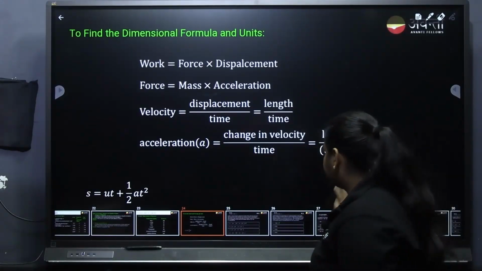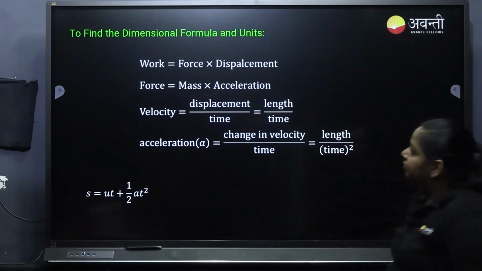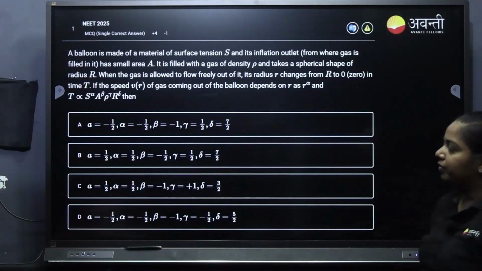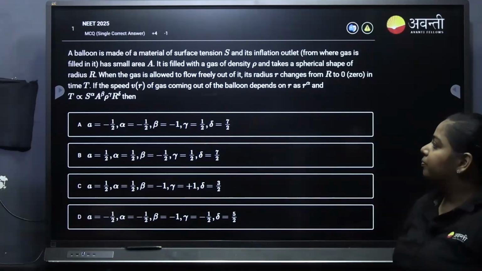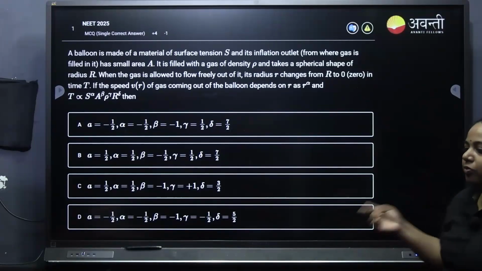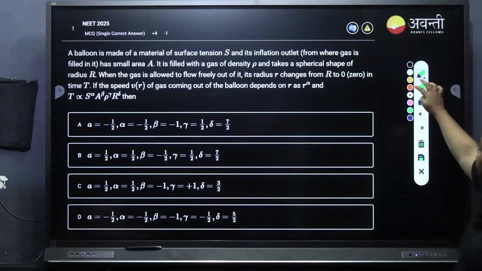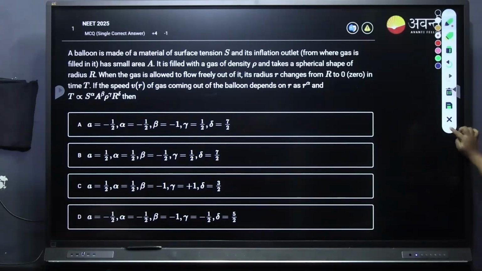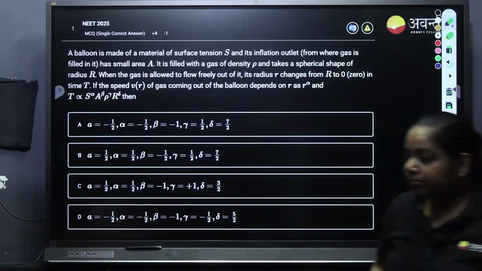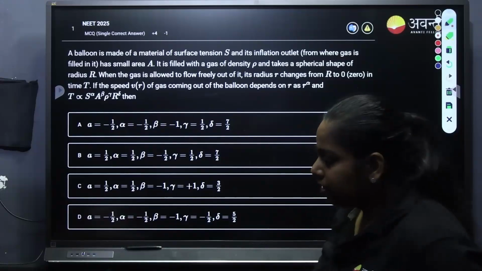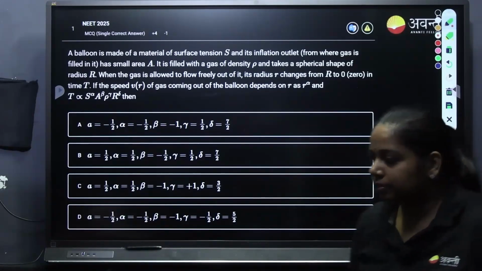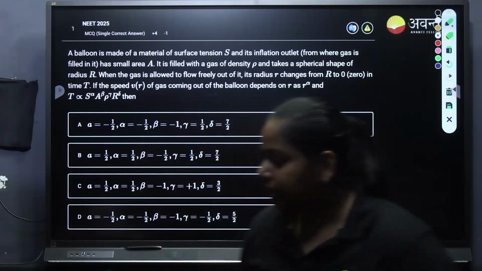Now let's start with questions, PYQ questions. How much we can do, we will do in this class. I will give you 1 minute to read this question once. Not visible. Visible. Okay.